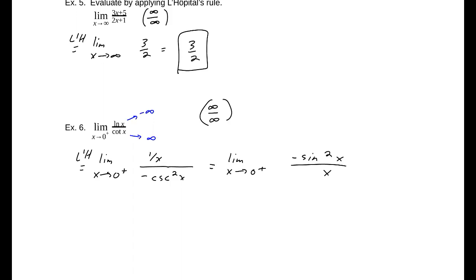Well, because we know sine x over x goes to 1, that's just a given limit. Let's go ahead and write this: sine x over x times negative sine x. This limit is 1, and this limit is 0. So our limit is 0.